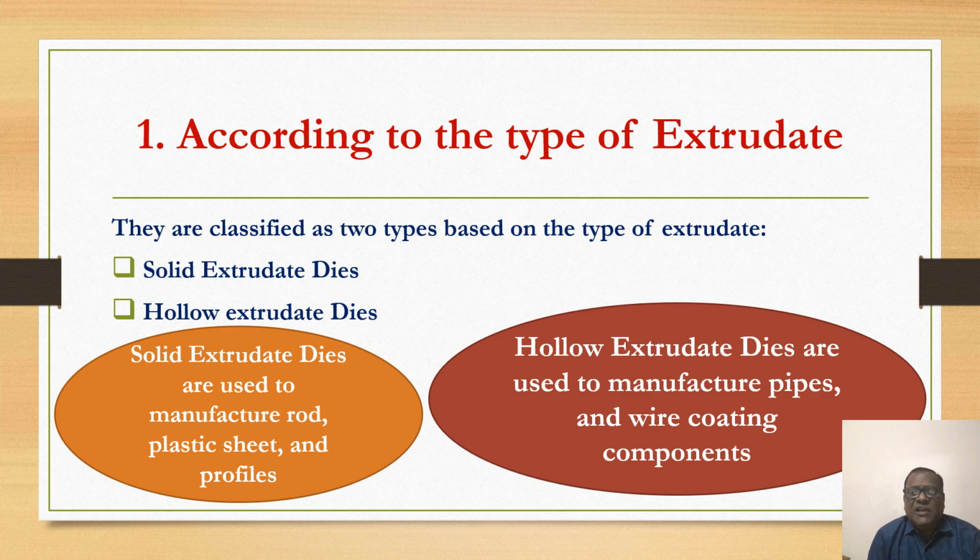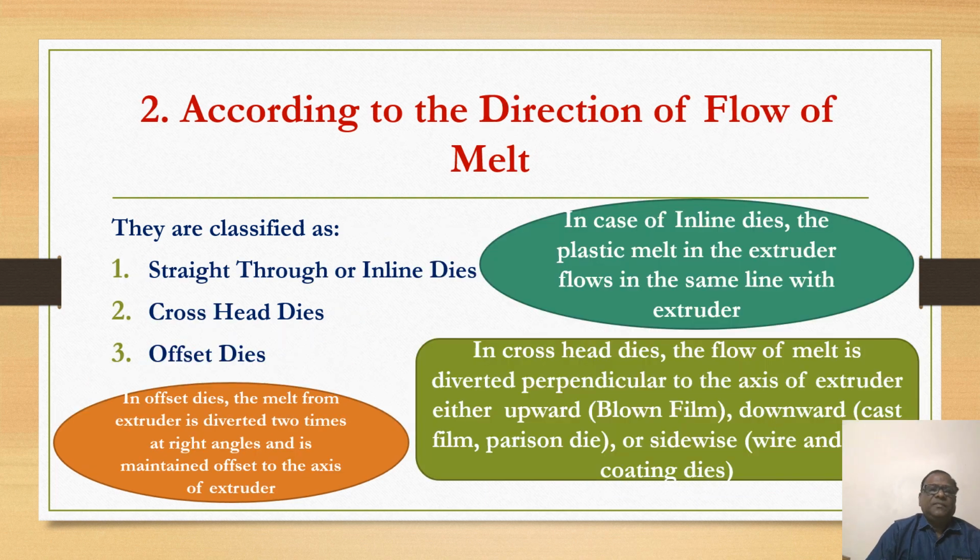According to the first classification, the dies are of two types. One is the solid extruded die, and the second is the hollow extruded die. For different types of plastic products made by extrusion, and how the die looks, we'll go for different classification in the future.